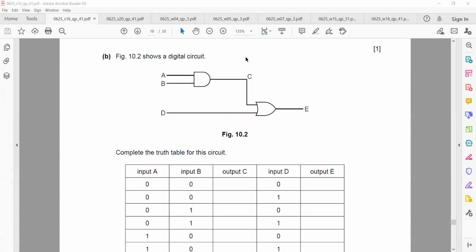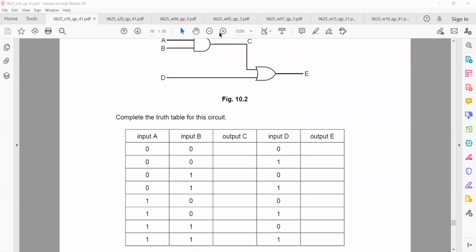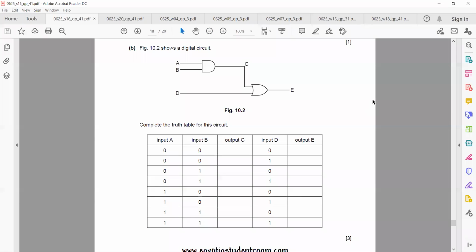For this circuit, you have to complete a truth table. Figure 10.2 shows a digital circuit, which has an AND gate and an OR gate. Use the screen annotation to complete this table. First, complete the output C and then the output E.